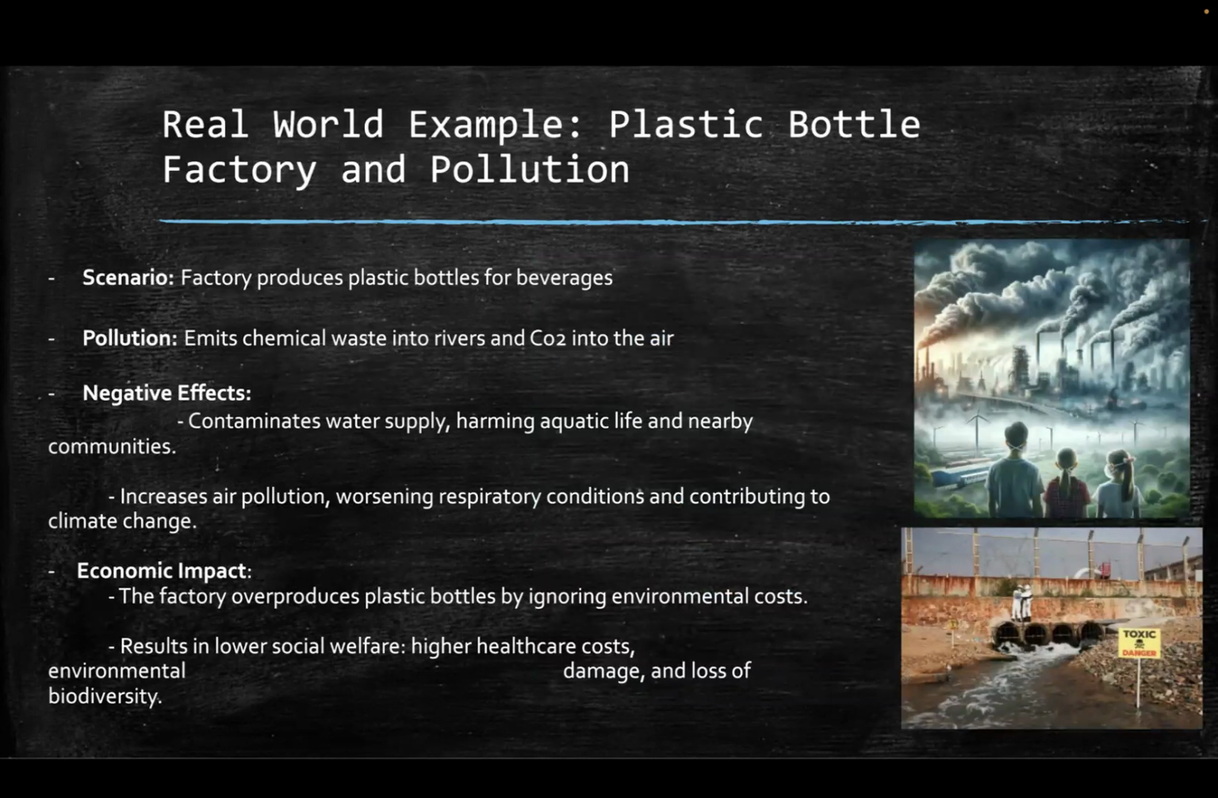example. In this scenario, we have a factory that produces plastic bottles for beverages. In the process, it emits pollutants such as chemical waste and CO2 into the air and water, negatively affecting nearby communities. The externality is that the factory pollutes local rivers with untreated chemical waste, which harms aquatic life and the water supply for nearby towns. Additionally, the CO2 emissions contribute to air pollution, worsening respiratory conditions in the population and adding to global climate change.